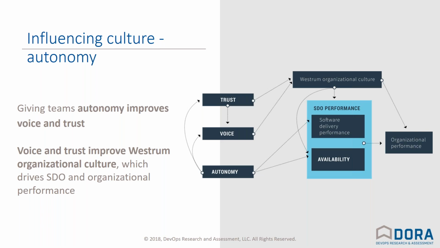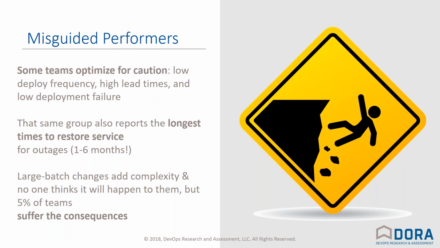Yeah. Okay, so the next slide. This is interesting. On Misguided Performers, we had debates about the name, but this is super interesting. Just like we had a subset of high performers called elite performers, the 7% of the 48%, there's actually an interesting population within the low performers that have the following characteristics. They have a very low deployment frequency. They have extremely high deployment lead times, and they have a low deployment failure rate, but they also have the highest mean time to restore service, like 1 to 6 months.